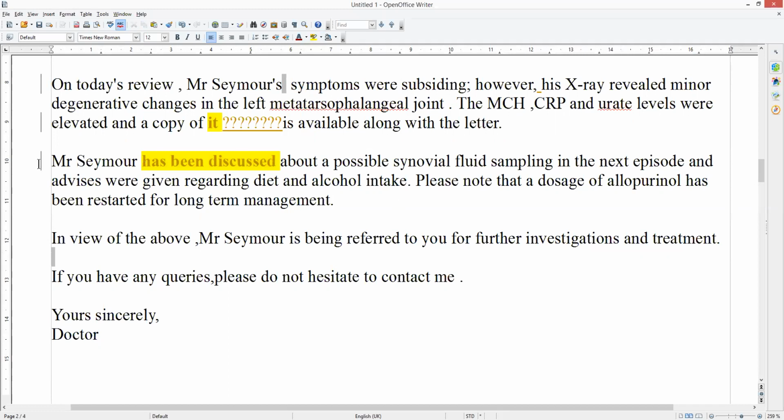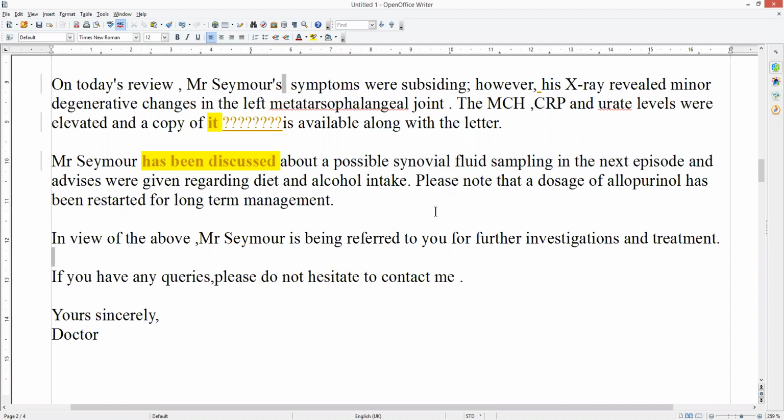And so that's a good example of how passive doesn't always work, because that is nonsensical. "Mr. Seymour has been discussed about a possible synovial fluid sampling in the next episode." What do you mean? Right. I think from the case notes, it means you discussed with Mr. Seymour that when the next episode occurs, you might have to take a synovial fluid sample. That's what you did. But how this reads doesn't say that.